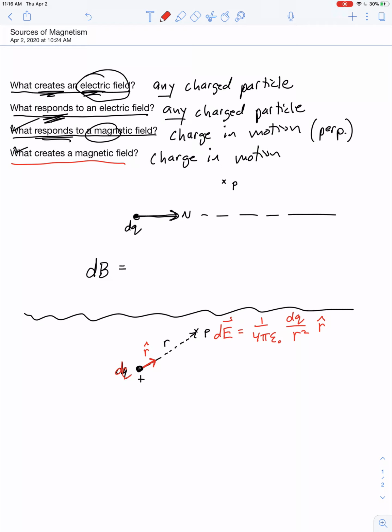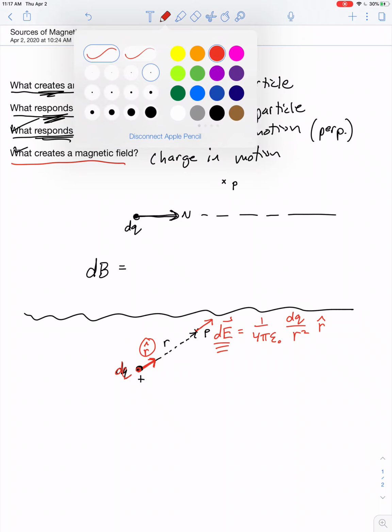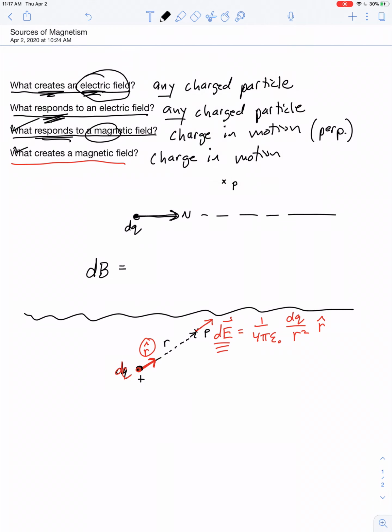And so all that tells me is that the direction of this electric field is exactly the same as the direction of this vector r hat. So the electric field points directly away from the charge. Okay, well, I tell you all that so that the equation I'm about to show you for magnetic field doesn't look too foreign. The little bit of magnetic field you get due to charge in motion, it's not equal to 1 over 4 pi epsilon, it's equal to mu over 4 pi.